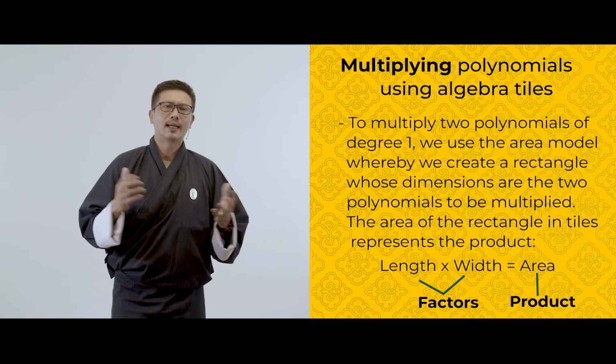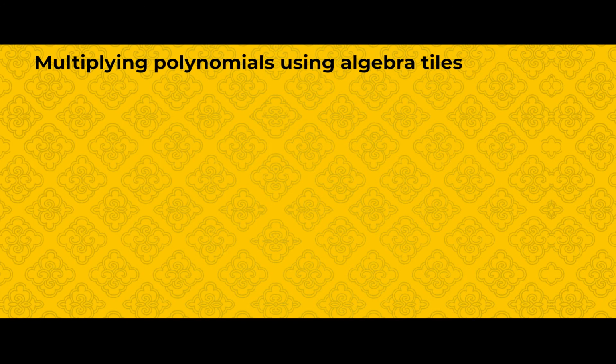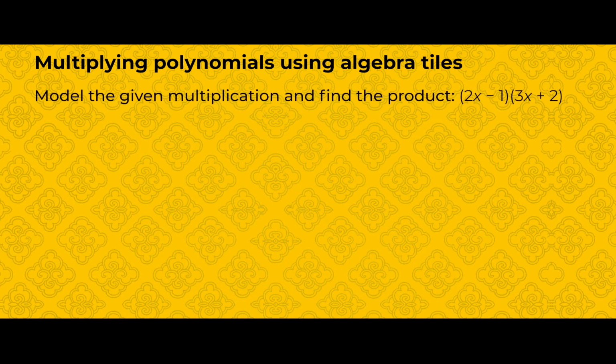Let us take a look at one of the examples here. Multiplying polynomials using algebra tiles. Let the question be, model the given multiplication and find the product. We have the first polynomial 2x minus 1 multiplied by the second polynomial 3x plus 2. These two polynomials which are multiplied, what would they represent? Yes, they represent the dimensions.